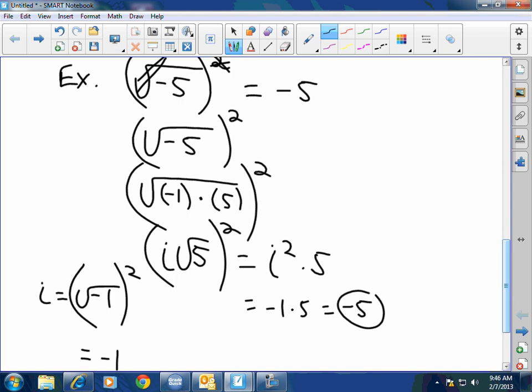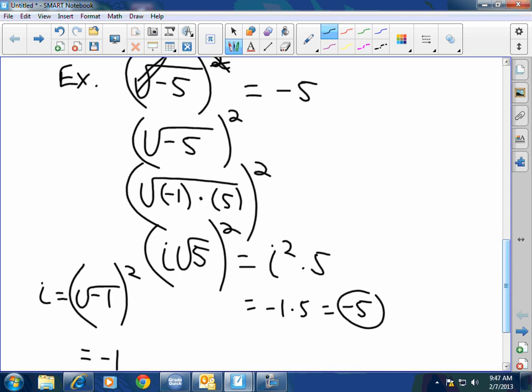Okay, why would a negative number in a real-life situation be in a square root? You're talking about abstract situations here, higher-level mathematics. We'll get into more uses for this when we do applications, okay?